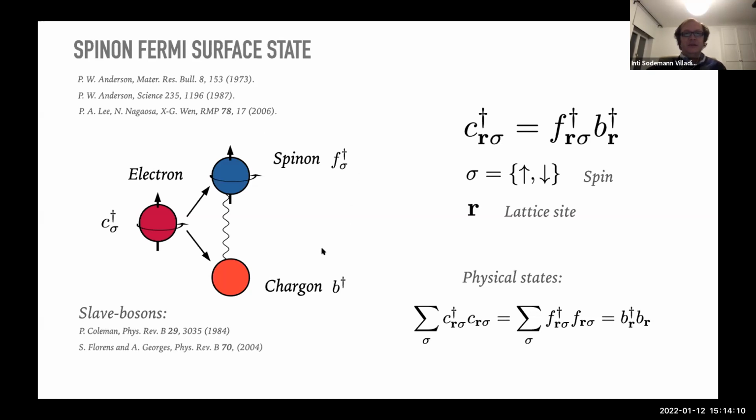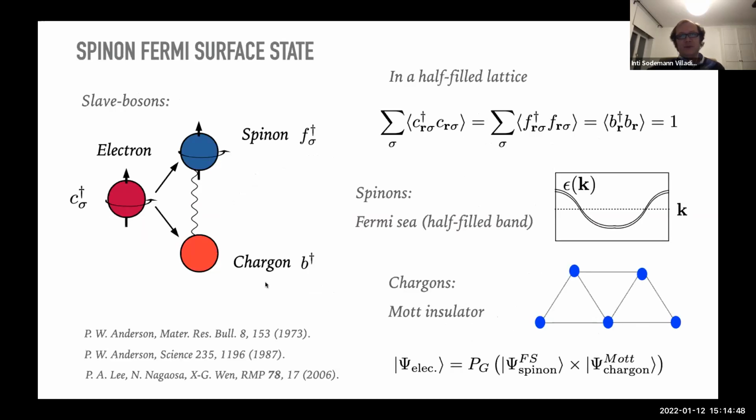And a convenient language to understand this state is the slave boson representation of the electrons, which was actually invented by Pierce, one of the organizers. So basically in this parton representation of the electron, you take the electron operator and write it as a product of the spinon operator and the chargon operator. The spinon carries the spin at every lattice site. And then in this enlarged Hilbert space of partons, only those states that satisfy the constraint that the number of chargons equals the number of spinons equals the number of electrons at each site are physical.